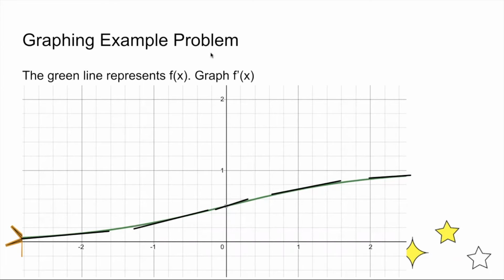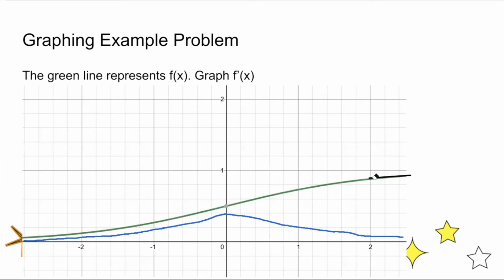All right, so now let's try to graph the derivative. So at the beginning, the derivative is positive, but not that high. And then it increases until we get to this point right over here. And then it begins to decrease, but the entire time it stays positive. All right, and now I'm going to erase all these black lines. So we've graphed the derivative of the green line.